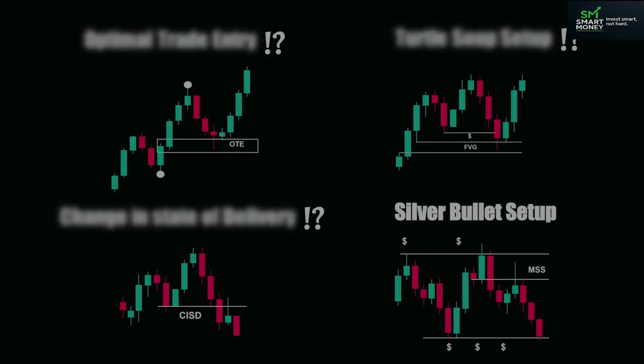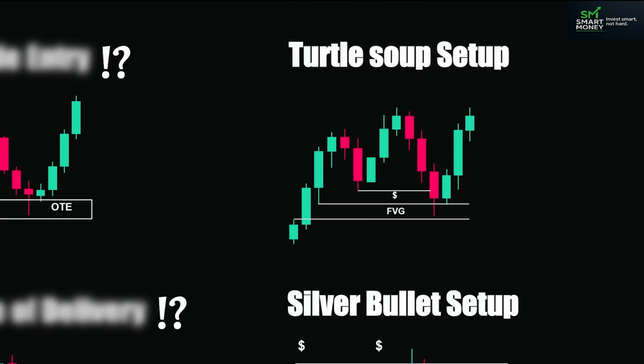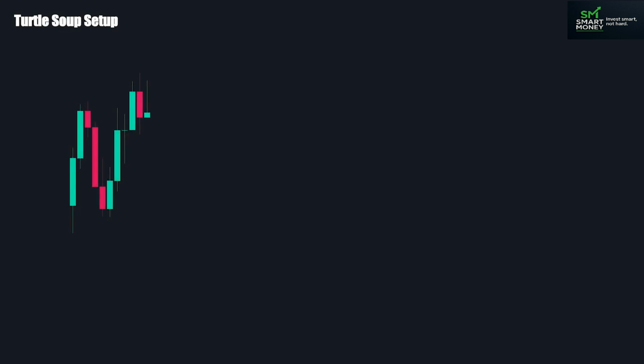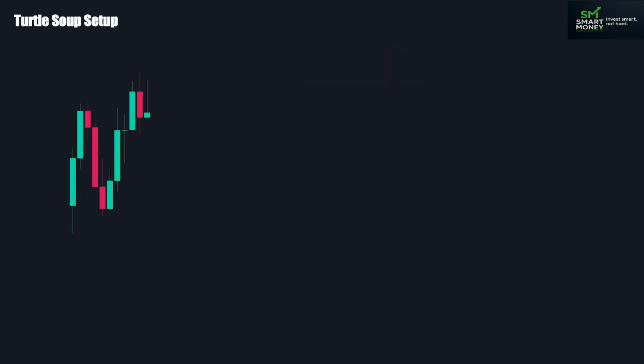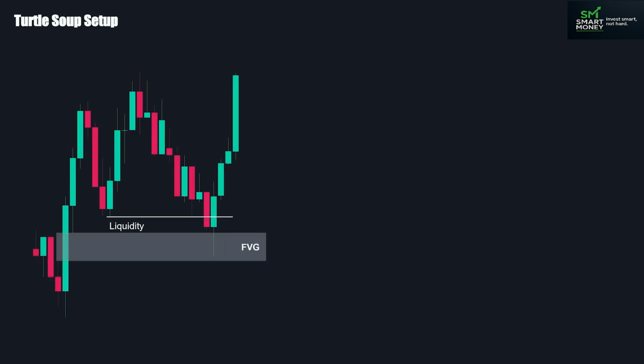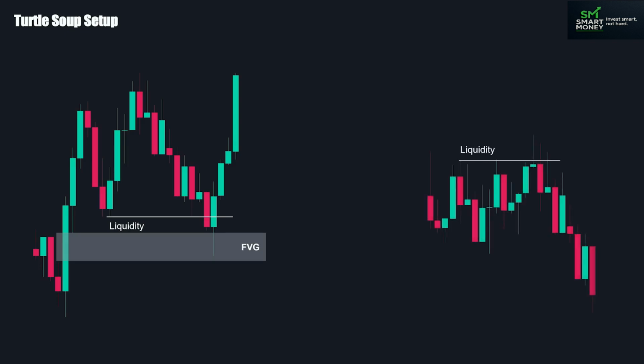Now let's move on to the next topic, the turtle soup setup. Turtle soup trading setup is another powerful model that combines the concept of market direction, liquidity with a fair value gap entry. A high probability bullish turtle soup setup occurs when the price sweeps liquidity below a recent low or a group of lows, while resting above a bullish fair value gap. Similarly, a bearish turtle soup occurs when the price sweeps liquidity above a recent high or a group of highs, while resting below a bearish fair value gap.